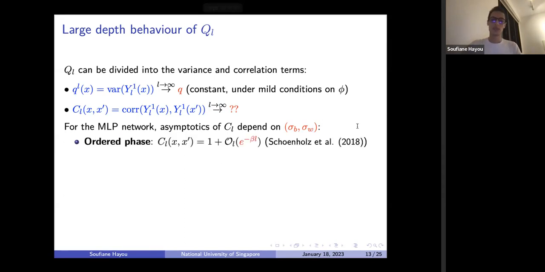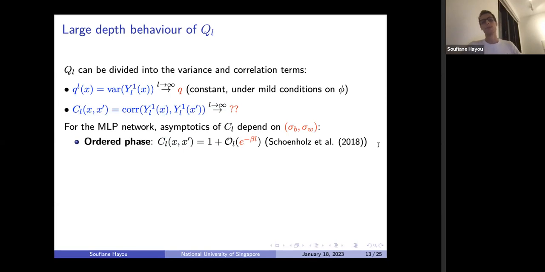The first case is what we call the ordered phase. In this case, you can show that this correlation converges to 1 exponentially quickly, right? So it's really fast. Just after a few layers, the correlation becomes very close to 1. Remember, this is the correlation between the same coordinate or the same neuron in the same layer, but for different inputs, x and x'.